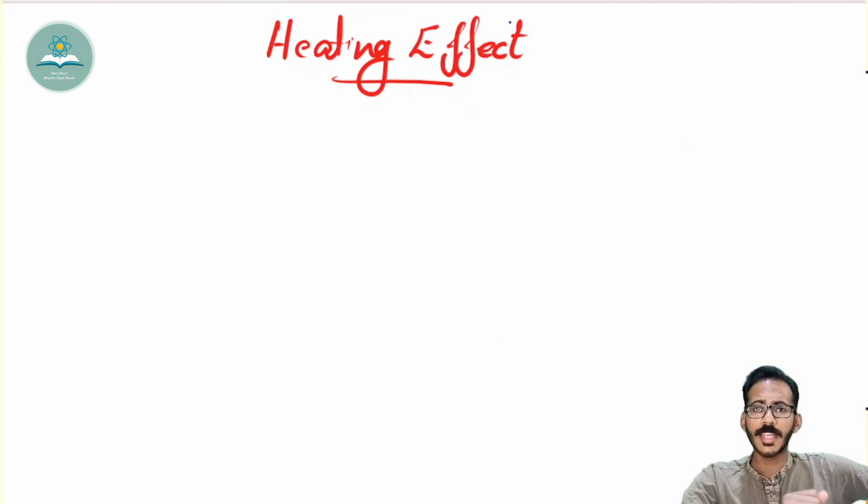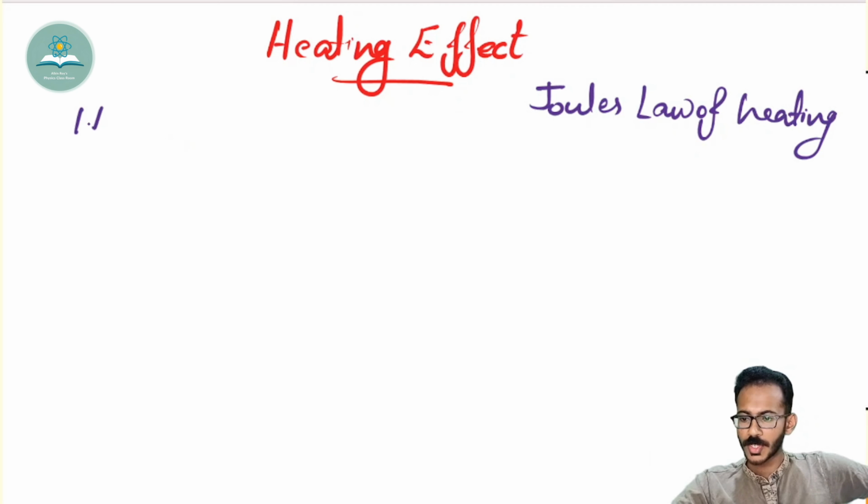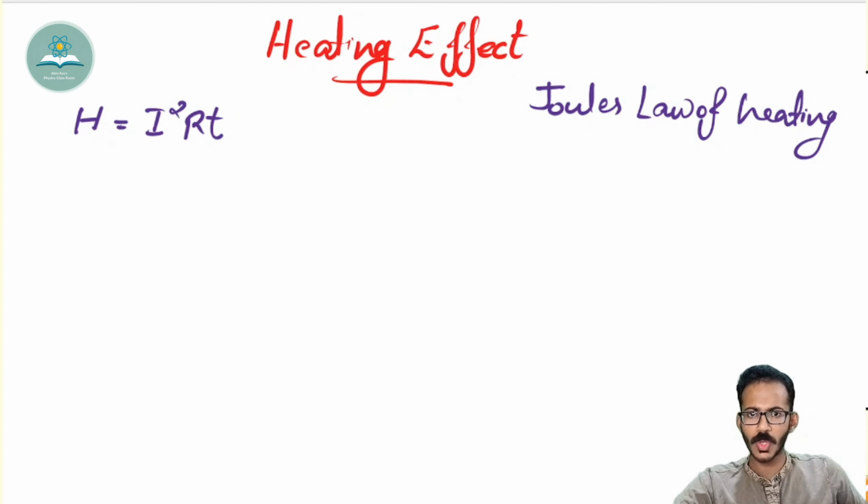Next is heating effect of electric current, also known as Joule's law of heating. The mathematical statement of Joule's law of heating is H is equal to I square RT. According to Joule's law of heating, whenever current passes through something, it produces heat.